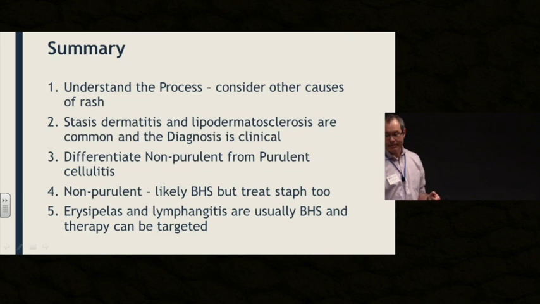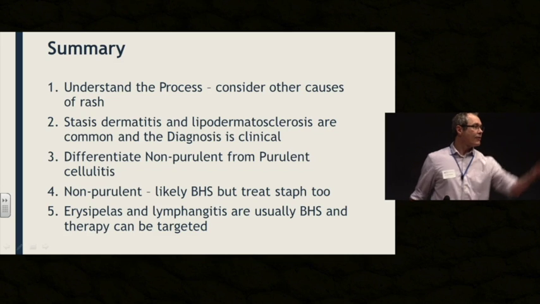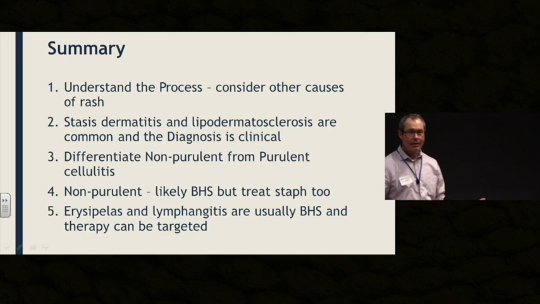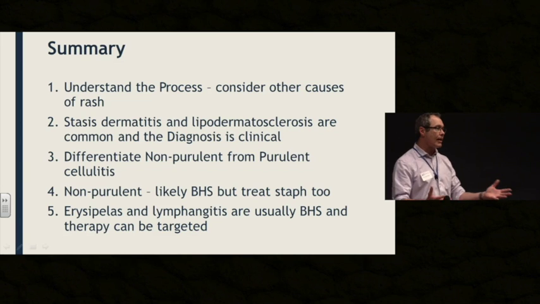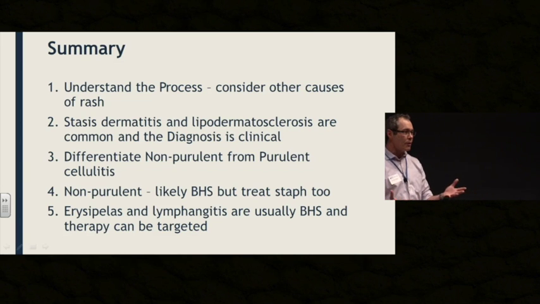In summary, consider other causes of rash. Make sure you're confident with the process. Think about stasis dermatitis and lipodermatosclerosis. They're very common. The diagnosis is predominantly clinical. Remember that elevate the leg test I showed you, and do that at the bedside, and see if you think most of what the erythema is blanching, then it's probably more of a stasis dermatitis. Then if you think it's cellulitis, differentiate purulent and non-purulent. That tells you what the most likely bacteria are and gives you a bit of an approach.